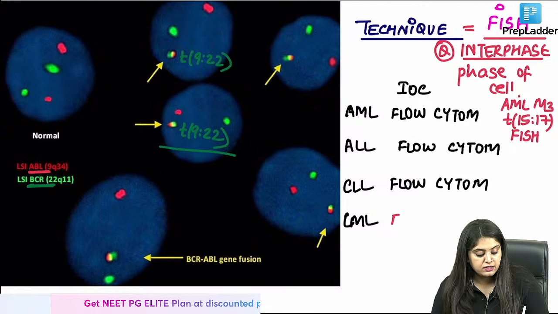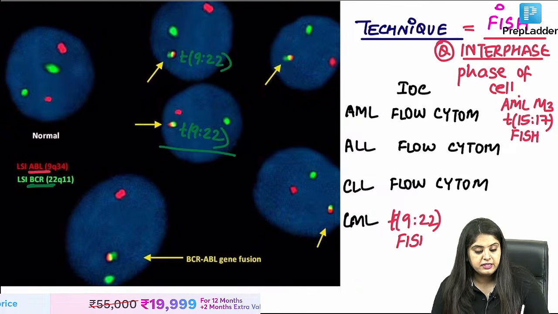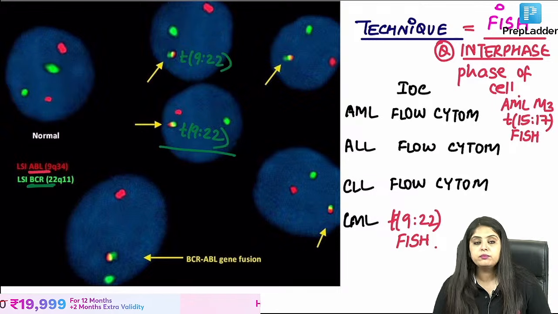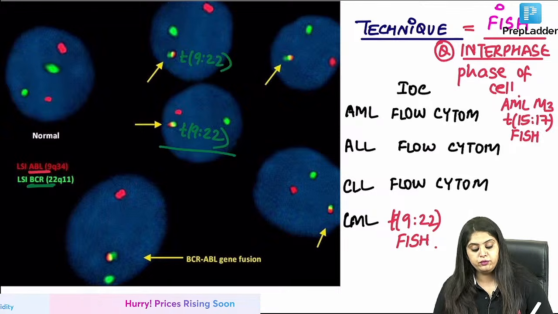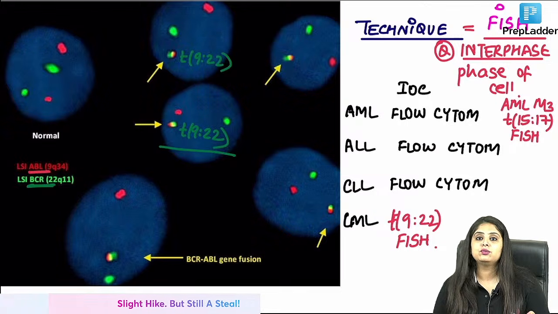Lastly, when I say CML, over here also I think translocation 9;22, Philadelphia, I want to know. So FISH will be the investigation of choice. Now I have not put in any rocket science. I don't know why all of you keep asking me, ma'am please table bana do, notes de do, flashcard de do. It is so simple.